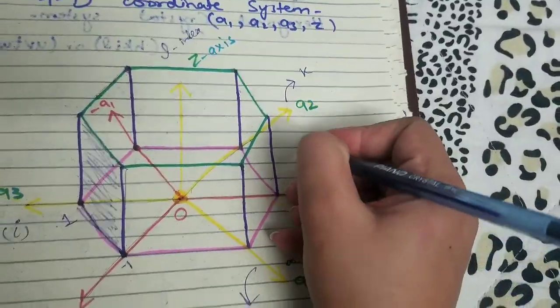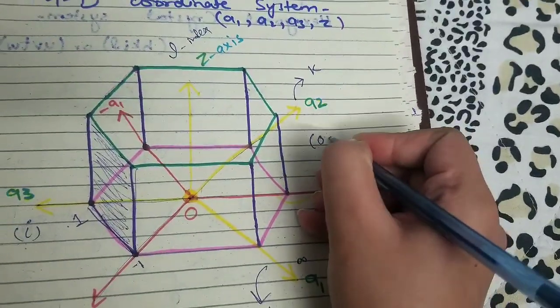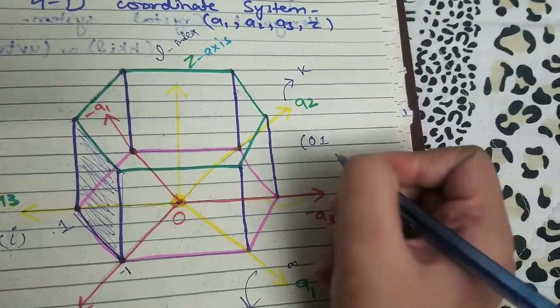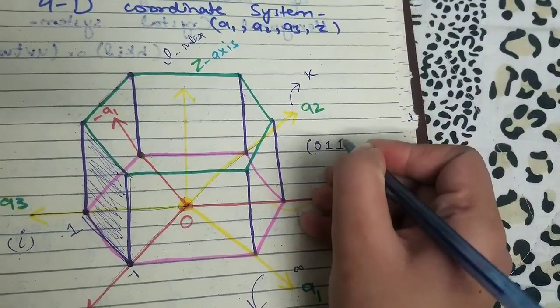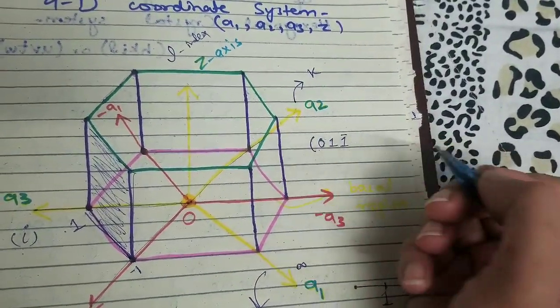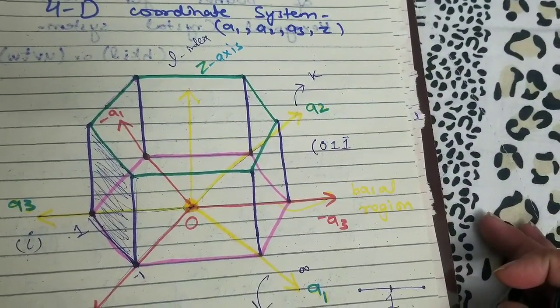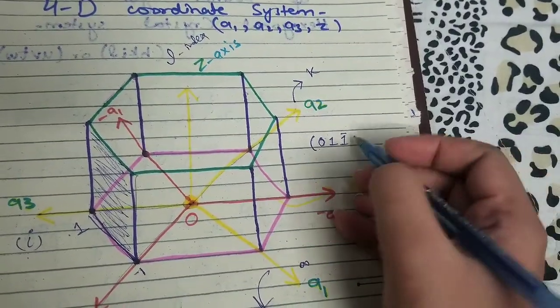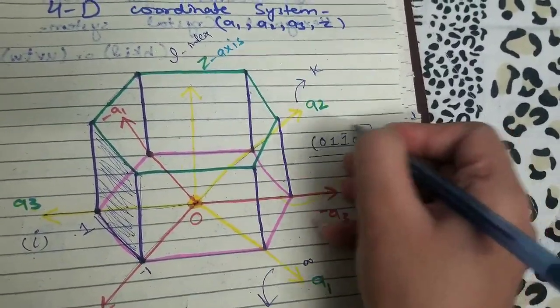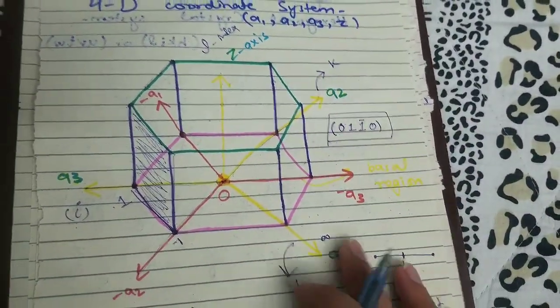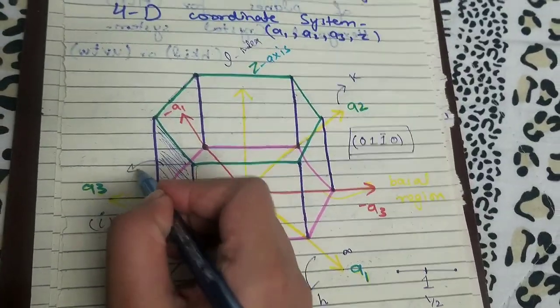Hence, I will enclose these digits in a round bracket. The first index was 0, the second was -1, which we represent as 1 with a bar on it. A numerical digit with a bar on it means it's a negative number. So -1, 1, and 0 again. So these are the Miller-Bravais indices for this plane.